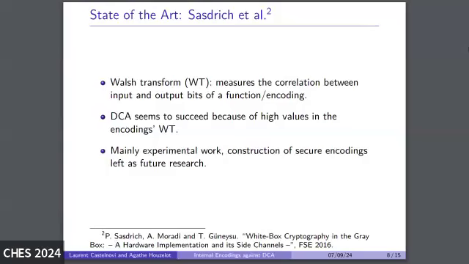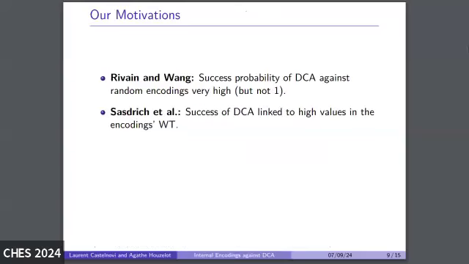So once again, this work is very interesting. It gives us very good leads, but it is mainly experimental, and in particular, they left the construction of secure encodings for future research. So if we resume all we have in the state of the art, we have Rivain and Wang, who managed to compute the success probability of DCA against random encodings, and they showed that it was very high, but not 1. And then we have Sasdrich et al., who showed that the success of DCA seems to be linked to high values in the encoding's Walsh transforms.